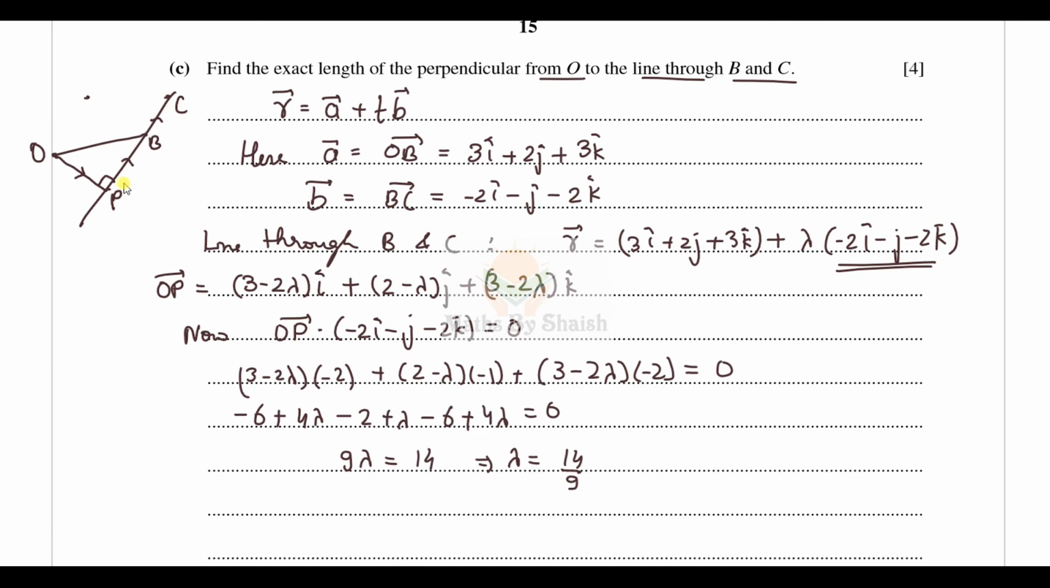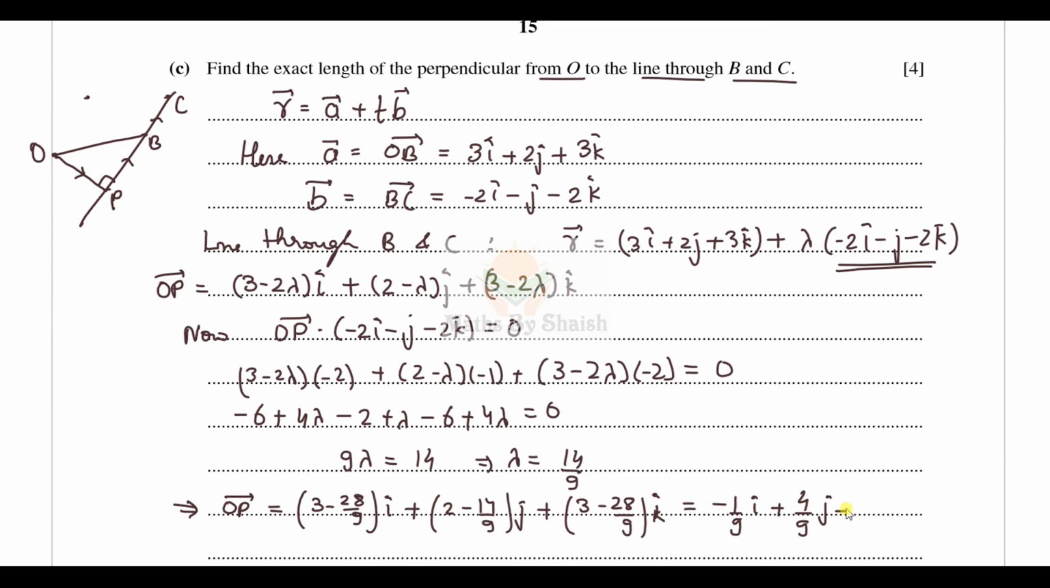As soon as we got lambda, we can put it here to find the OP vector, and this will give you OP vector as (3 minus 28/9) i cap plus (2 minus 14/9) j cap plus (3 minus 28/9) k cap, which can be simplified as minus 1/9 i cap, and 9 2s are 18 minus 14, that is 4/9 j cap, plus again minus 1/9 k cap. So this is the OP vector.